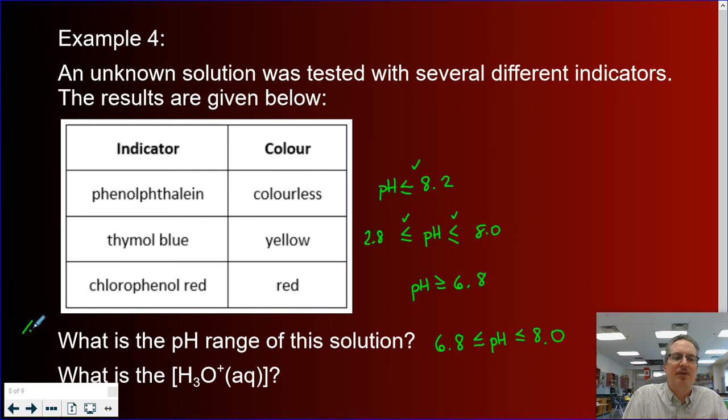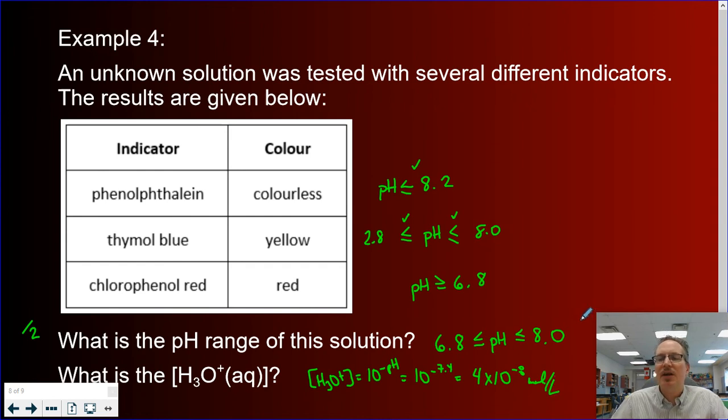So we're going to give this out of 2. What is the hydronium ion concentration? So we have to find the middle between this, and that would be, looks to me like, 7.4. So hydronium ion concentration equals 10 to the negative pH equals 10 to the negative 7.4. And so I type that in, 4 times 10 to the negative 8 moles per liter.